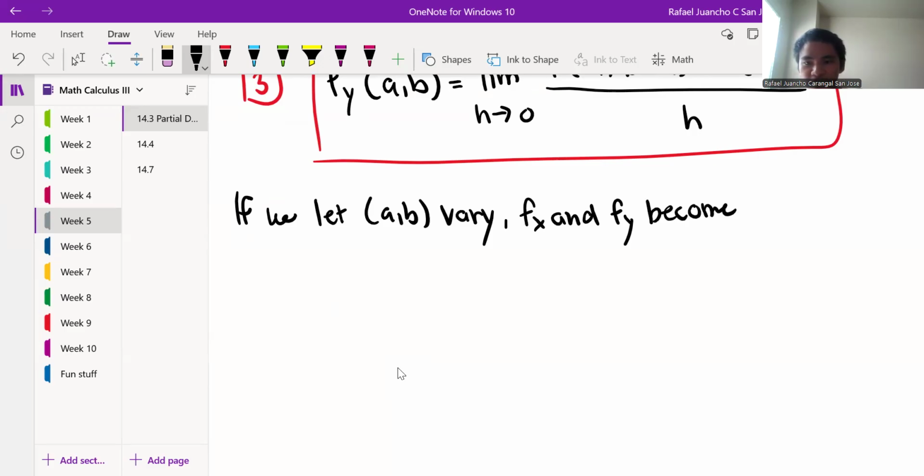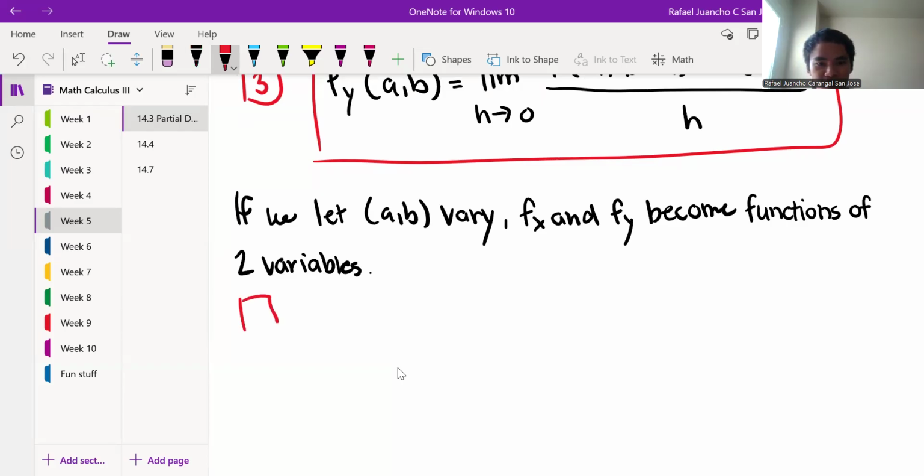Now here we go back to a previous concept from the last video. Now they become functions of two variables, right? So how would that be? Well, okay, let's go again. So my number 4, here we're going to unlock a definition.